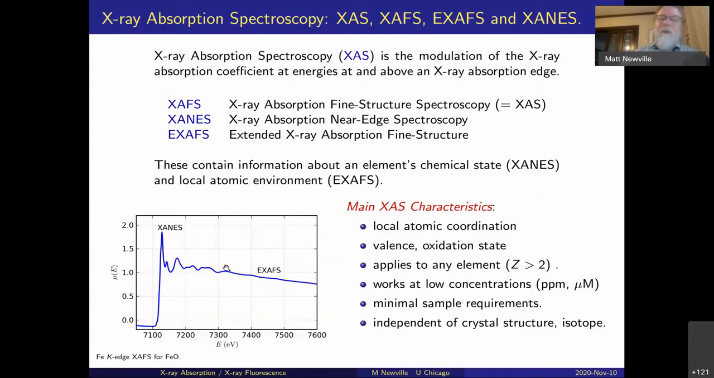Characteristics of XAS, you probably all know this, but I'll just go over it for completeness, are that it's a local probe. It probes the local structure, the near neighbor atoms, the molecular unit around the absorbing atom, and not the crystal structure. It's very sensitive to oxidation state or valence, and it can apply to basically any element. You can use it at fairly low concentrations. There are actually fairly minimal sample requirements, so that means that you can do very fancy things with it, like time-resolved work if and when necessary.